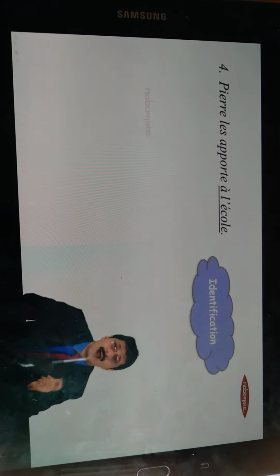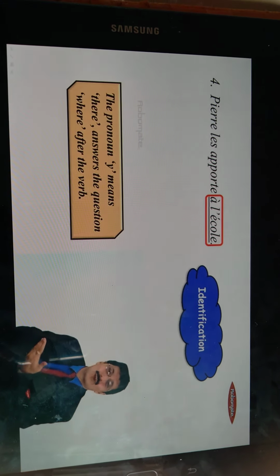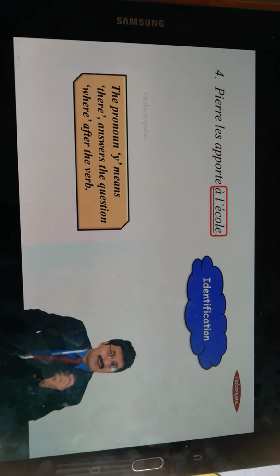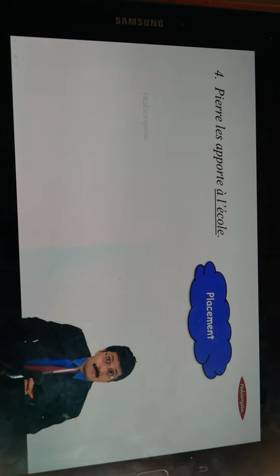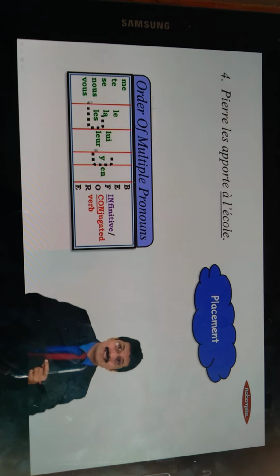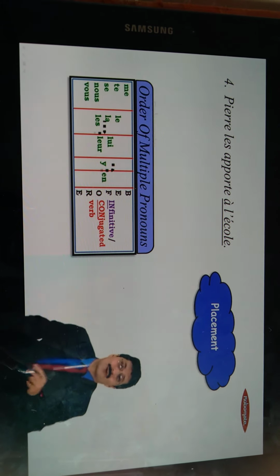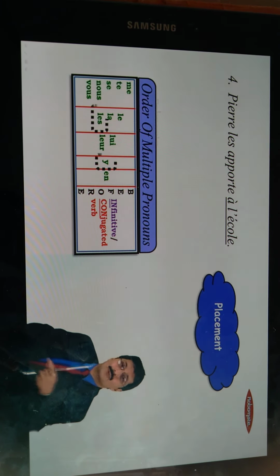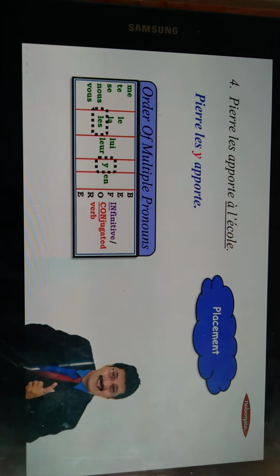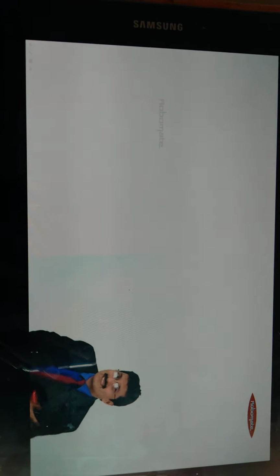My next sentence, my friends. Pierre les apporte à l'école. Where? To school. So, my dear friends, it's so clear. The pronoun y answers where after the verb. Fantastic. And my next part, the placement. And we can clearly see les is already present in the sentence. Y is going to be after les. And both are going to be immediately before the conjugated verb apporte. So my answer, Pierre les y apporte. Peter brings them there. Fantastic, my friends.